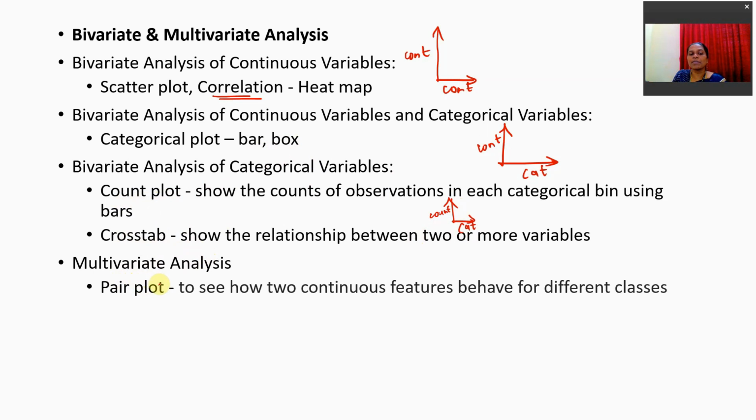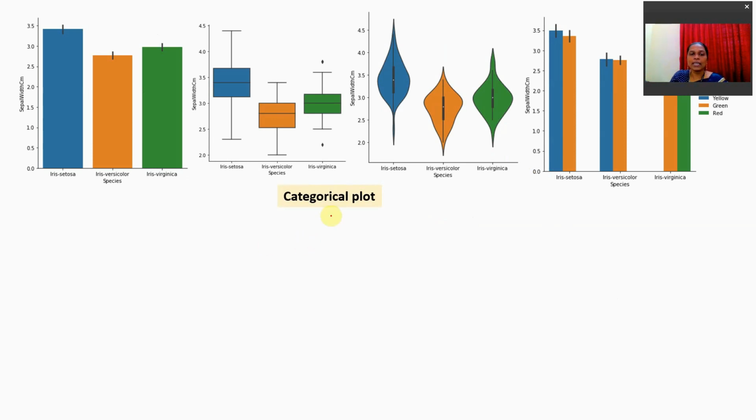And the last one, multivariate analysis. It provides the relationship between more than one variable. For all variables, it shows how each is related with another. So it is providing a pairwise plot. And now the categorical plot.